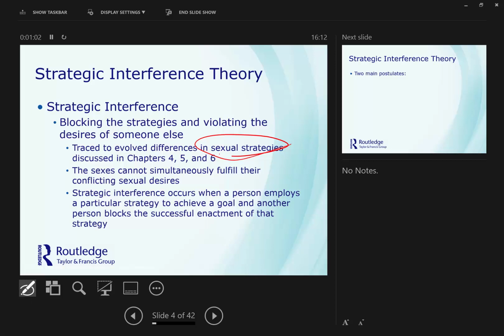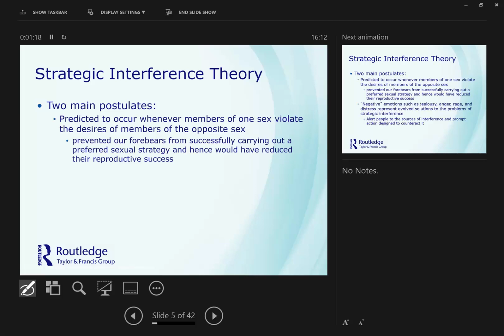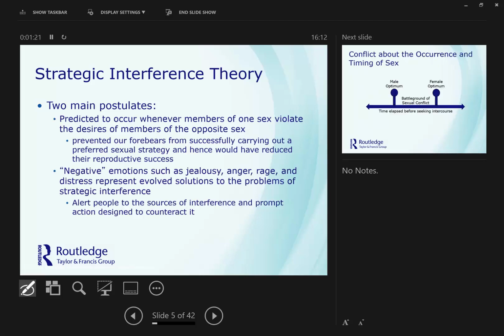So how do you do this? How do you use a strategy to either shift that sexual encounter earlier, or delay that sexual encounter to later? What are the strategies that you can use for that? We're not necessarily going to think about something specific there, but we do want to think about it in general. Again, with this theory, this would occur when members of one sex have these different desires, different approaches.